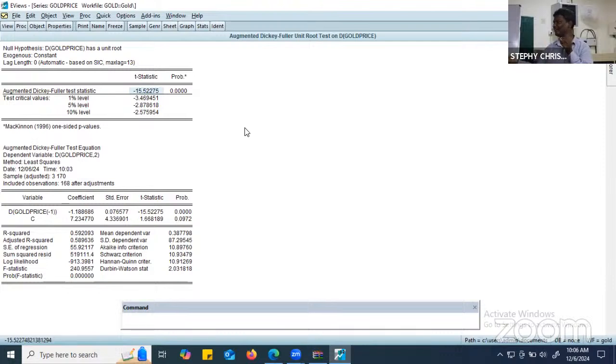Directly we run the ADF test. So if you are suspecting that the probability value is 0.999, or maybe you are getting exactly 1, in that scenario you can go with the critical value. Compare the calculated value and the critical value. That's what you can do.